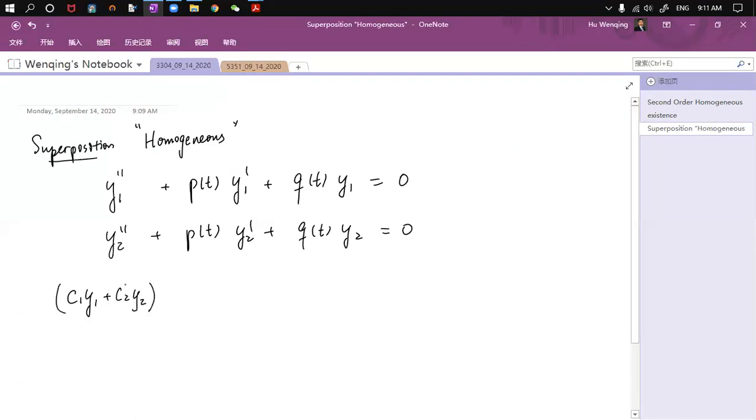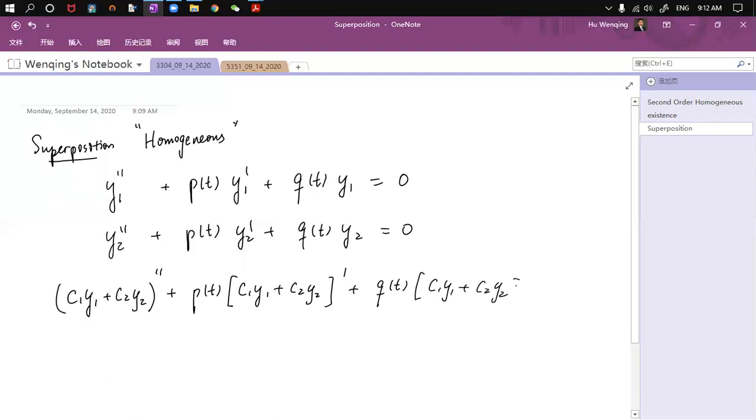So if I combine these two solutions, take a double prime, and consider p(t) multiplied by c1 y1 plus c2 y2, and then take a derivative, and then take p(t) multiplied by c1 y1 plus c2 y2, this is going to be 0. And why is that the case?